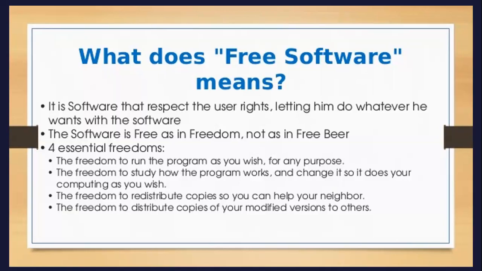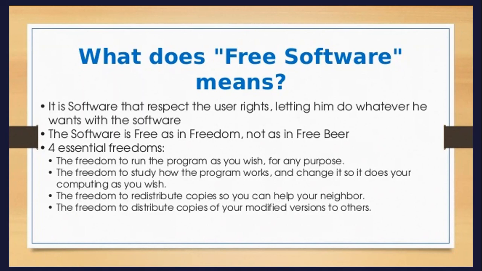Now, there were two terms: free software and open source software. What is free software? Free software is freely accessible, and it can be freely used, changed, improved, copied, distributed, etc. No payments are needed to be made for it. So basically, it is a software that respects the user's rights, letting the user do whatever they want to do. The software is free, just like freedom, but not as in free beer.